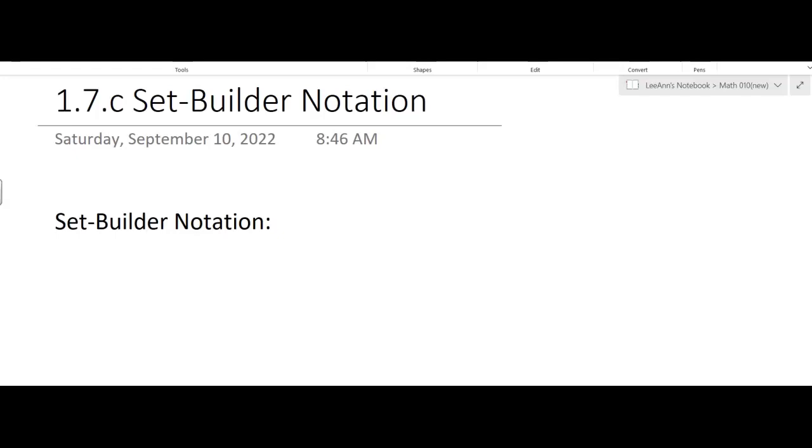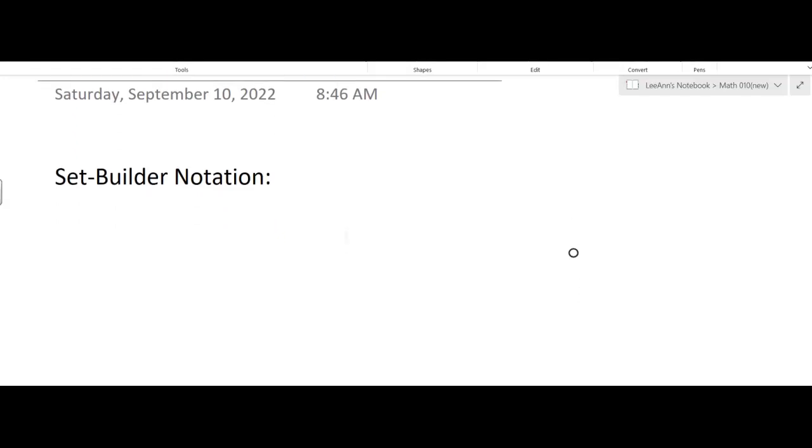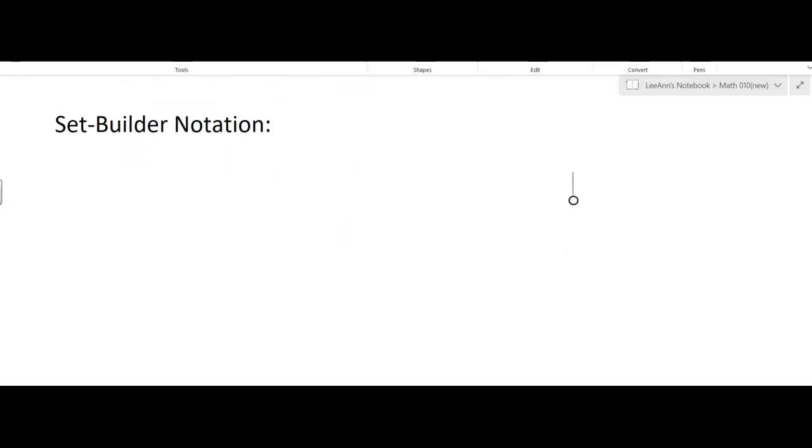So now we're going to talk about set builder notation. For our purposes, a lot of times we're going to put our answers in interval notation, but I'll show you the relationship. So we had a graph a minute ago.